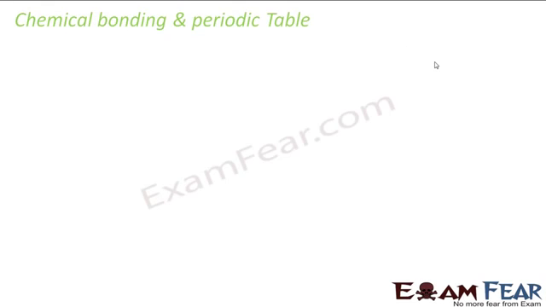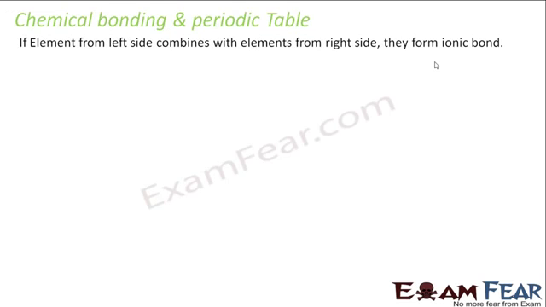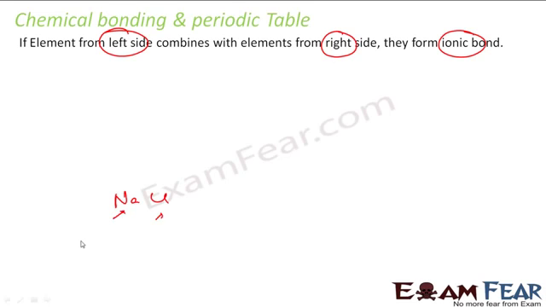There is a relation between chemical bonding and the periodic table also. Observe that the left side element combines with the right side element and they form an ionic bond. For example, NaCl. This is on the left, this is on the right. Why? Because this is generally a metal and this is generally a non-metal. This wants to give an electron and this wants to take an electron. So there is a transfer of electron between these and they form an ionic bond.